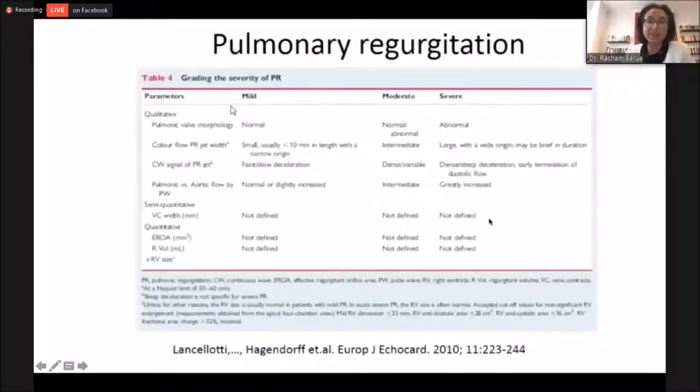So here we have the ESC guidelines for determining pulmonary regurgitation, and as I say, color Doppler forms a part of this. The density of the regurgitant jet, the width of the vena contracta. It is possible to measure your regurgitant orifice area and your regurgitant volume, but as I say, it's not defined and not validated.